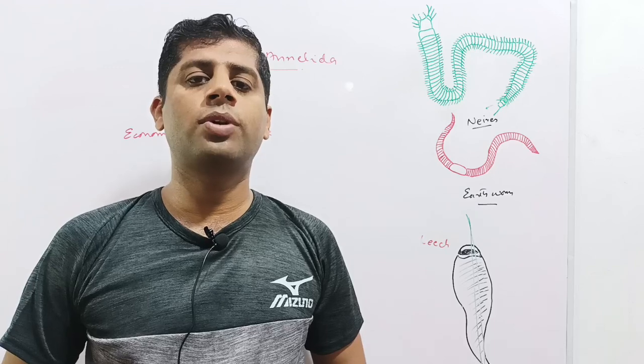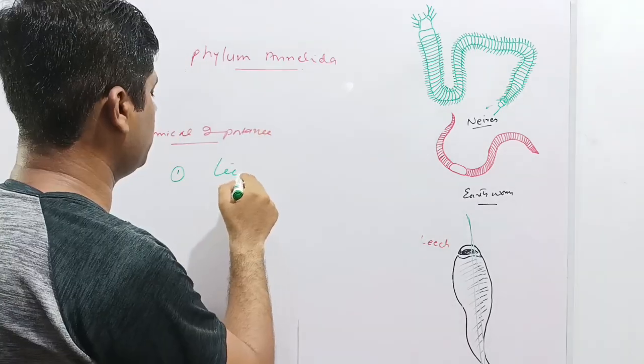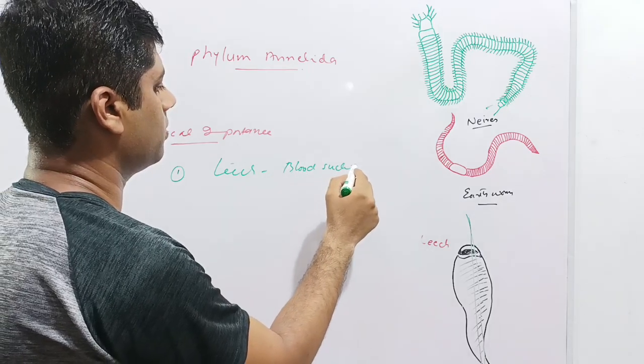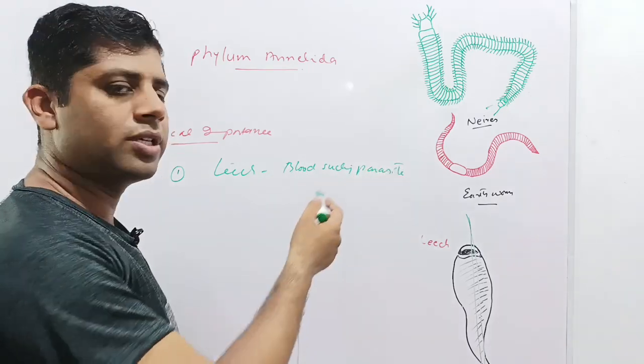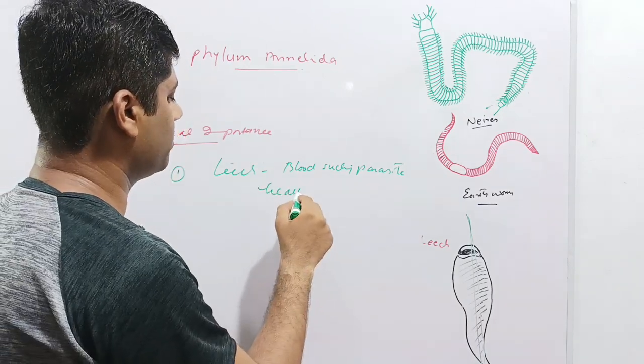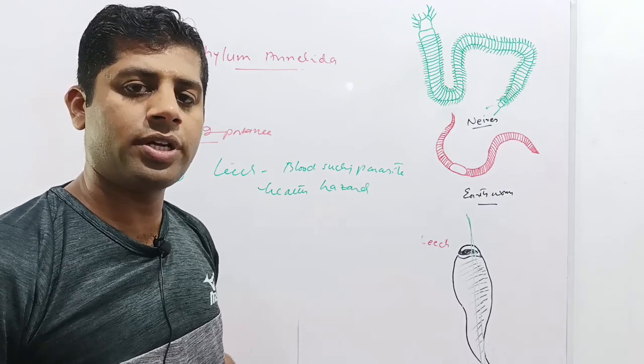Now we will discuss the economical importance of the annelids. Leech is the most notorious annelid. Leech is a blood-sucking parasite. These mostly suck blood from the cattle and buffalo and cause health hazards to these animals. So this is their economically important aspect.